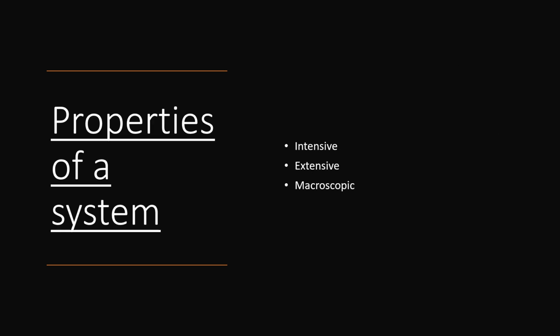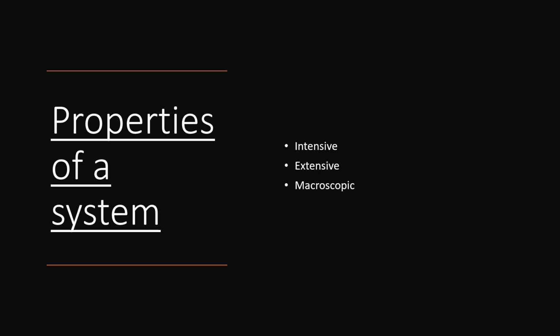Okay, so now let us look into properties of the system. There are three major properties, that is intensive, extensive, and macroscopic. In intensive, the nature of the substance matters, but the amount of the substance does not matter. So, for example, temperature or pressure, density, etc.